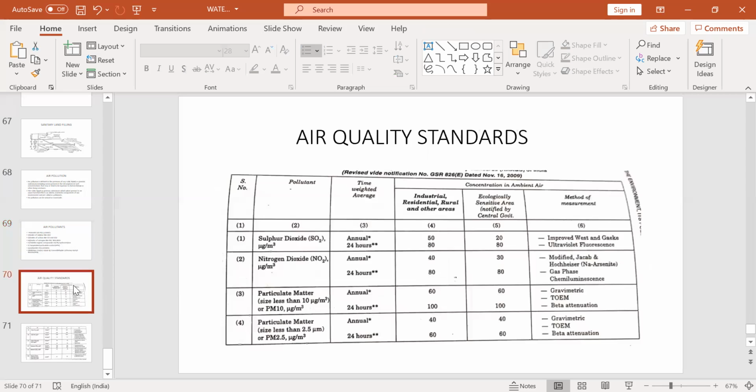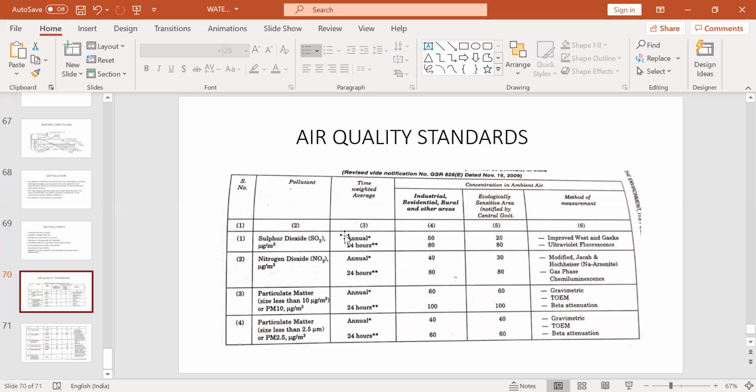Now, the air quality index. These are the BIS standards. You can say air quality index. This is given in a tabular form. Like for sulfur dioxide, every value is given in microgram per meter cube. In industrial areas it is 50, and in ecologically sensitive areas it is 20, right? So annual it is 50 and 24 hours it is 80. Annual values will obviously be lower because it's an annual average, and 24 hours means for one day it is being taken.